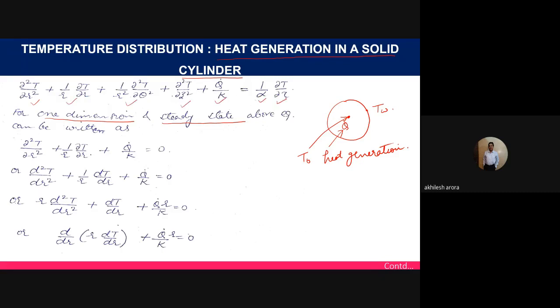We can also go for the simple conduction equation that we have written earlier, that was given in the terms of 1 upon r raised to power n d by dr of k r raised to power n dT by dr plus q dot is equal to 0. So that was the case of the steady state. So this is the equation for the steady state. You can put the value of n equal to 1, and then you will get this particular equation that we have got here.